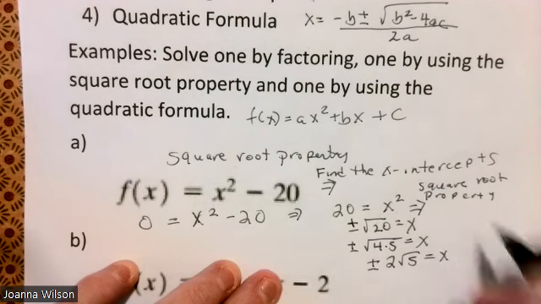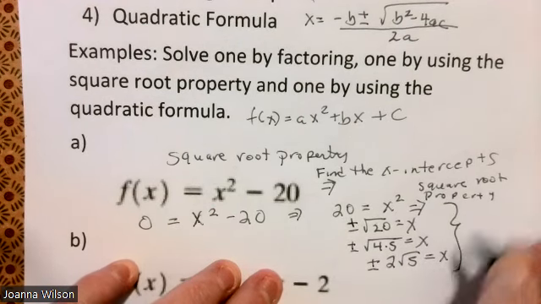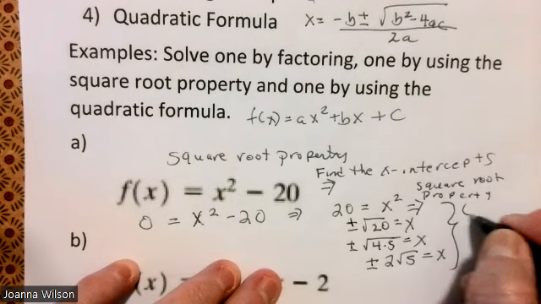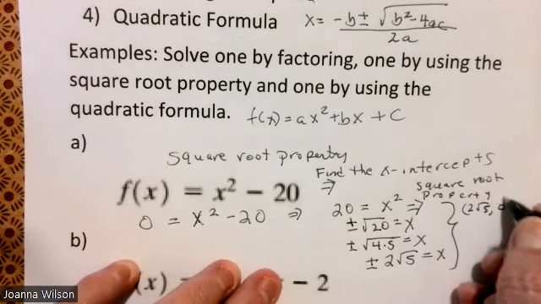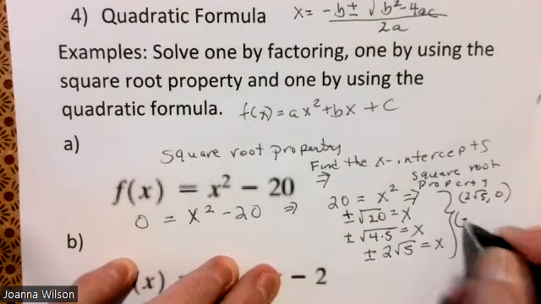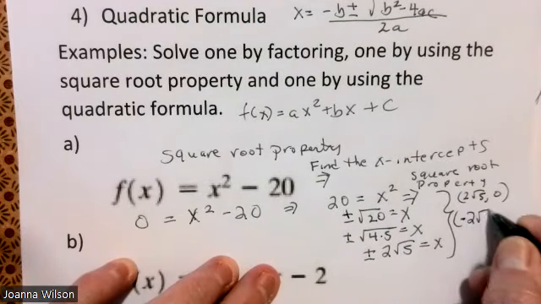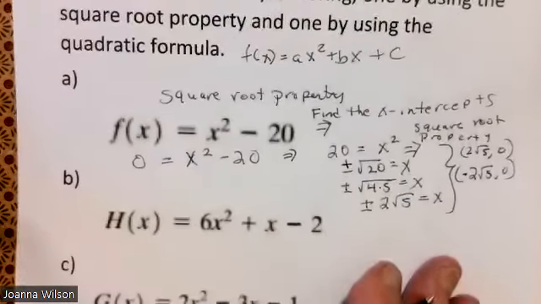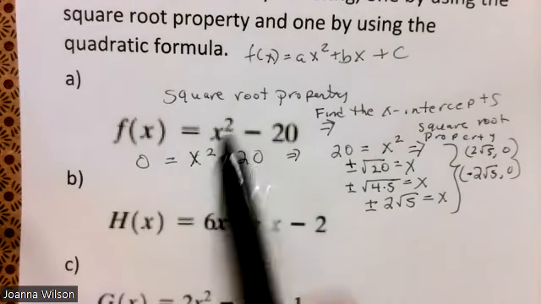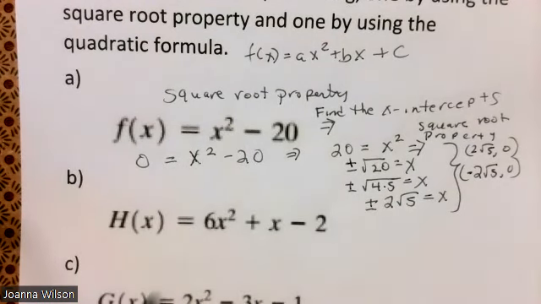And so here are my answers. In this case, there would be a positive 2 times the square root of 5, and the y value is 0, and then a negative 2 times the square root of 5, 0. Those would be the x-intercepts for this function, and you could graph it and see that.